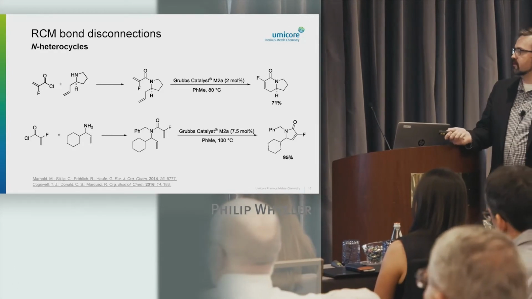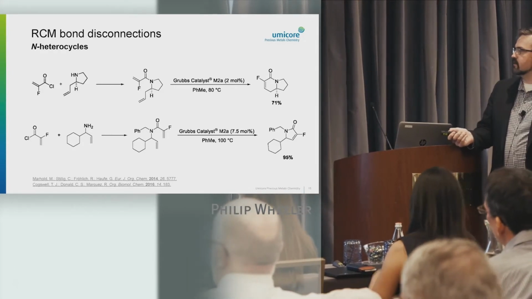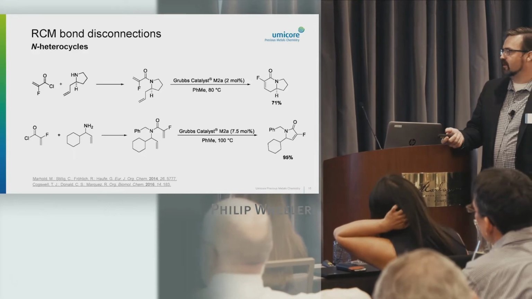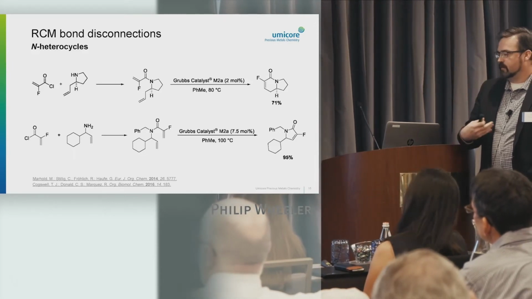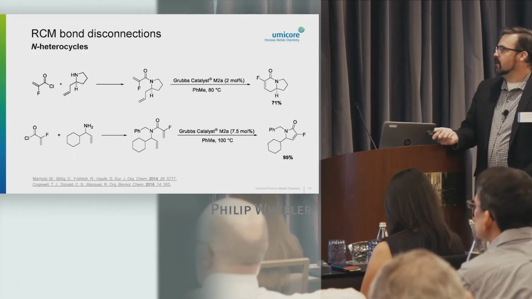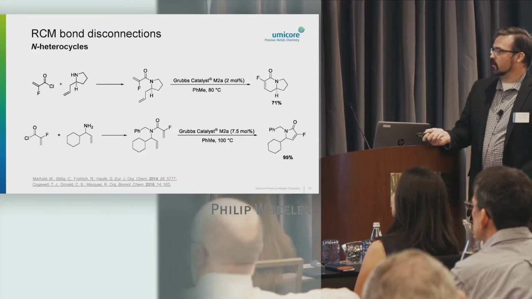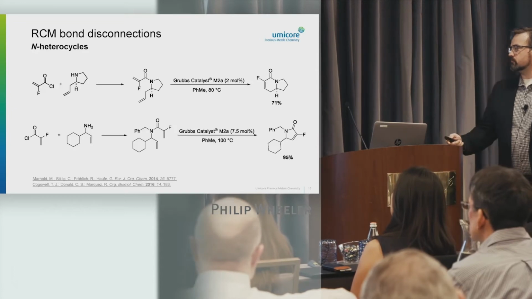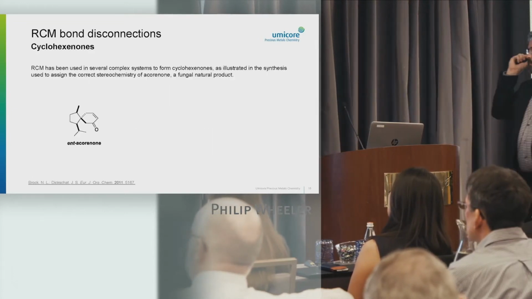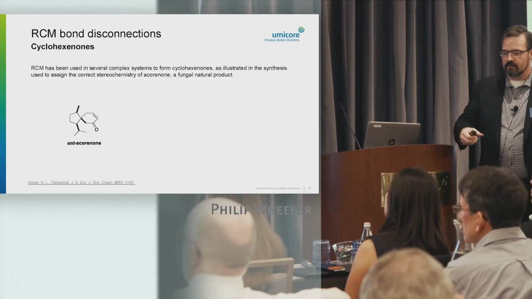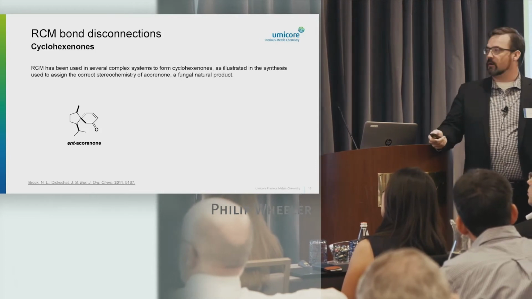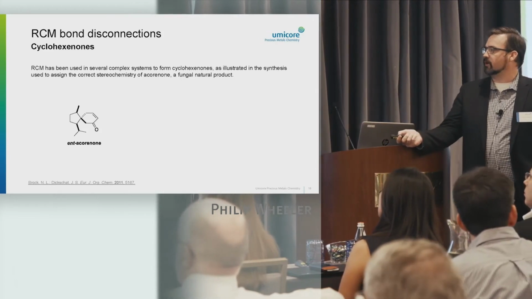These are still a kind of discovery type scale reactions. I would say 2 mol% is still fairly high loading, at least from our point of view. So here you make the 6-membered ring from the homoallylic amine, or the 5-membered ring from the allylic amine. Cyclohexenones are another one, and I don't think anybody's going to be that excited about making a corynone, a fungal natural product.